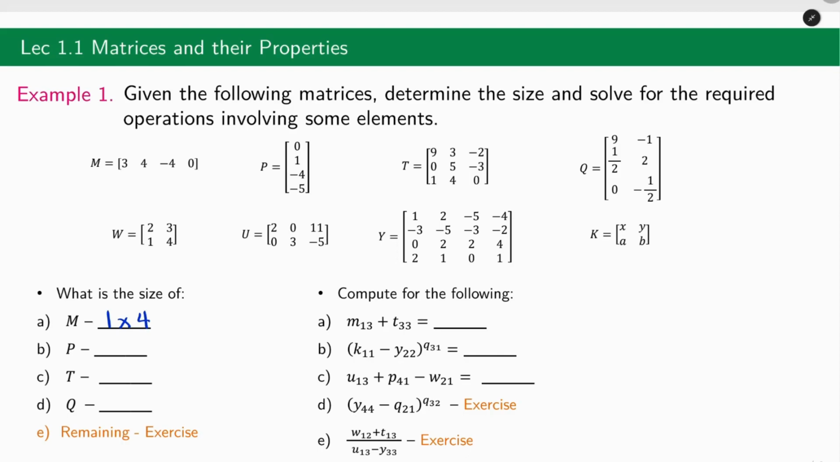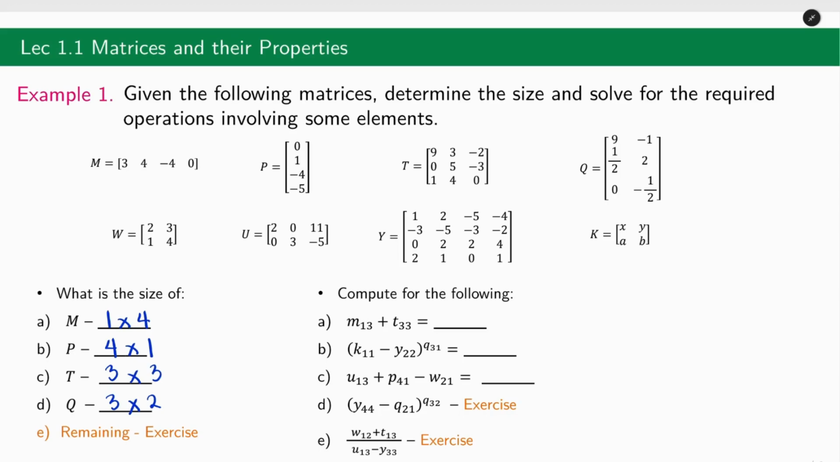For B, you have 4 rows, 1 column, so you have 4 by 1. For matrix T, you have 3 by 3, 3 rows by 3 columns. And for Q, we have 3 rows by 2 columns. For W, U, Y, and K, the sizes of them are left as an exercise.